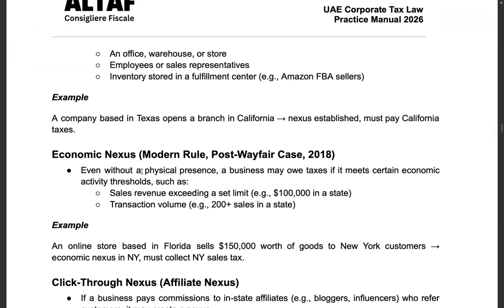If somebody owns a property in the UAE and does not have any official residency status here, that becomes the nexus, right? That's the only category of nexus available in UAE corporate tax law. Other nexuses have not been hit right now in the UAE. Economic nexus is the modern rule. Even without a physical presence, a business may owe taxes if it meets certain economic activity thresholds, such as sales revenue exceeding a set limit or transaction volume.